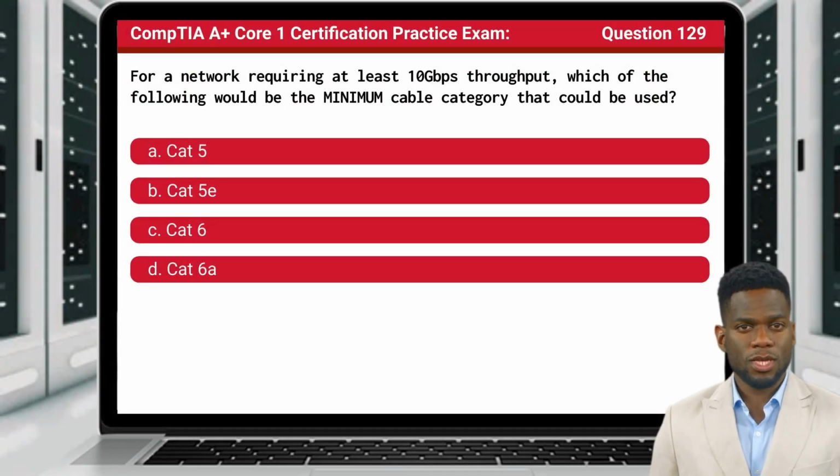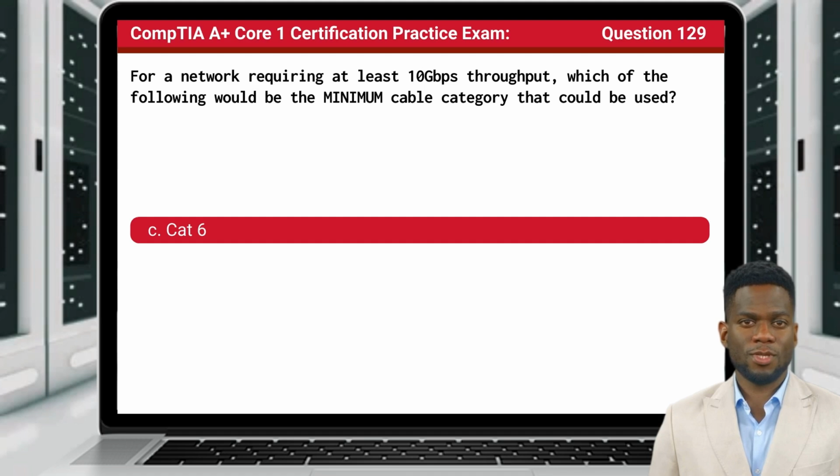Question 129. For a network requiring at least 10 gigabits per second throughput, which of the following would be the minimum cable category that could be used? The answer is C, Cat 6.